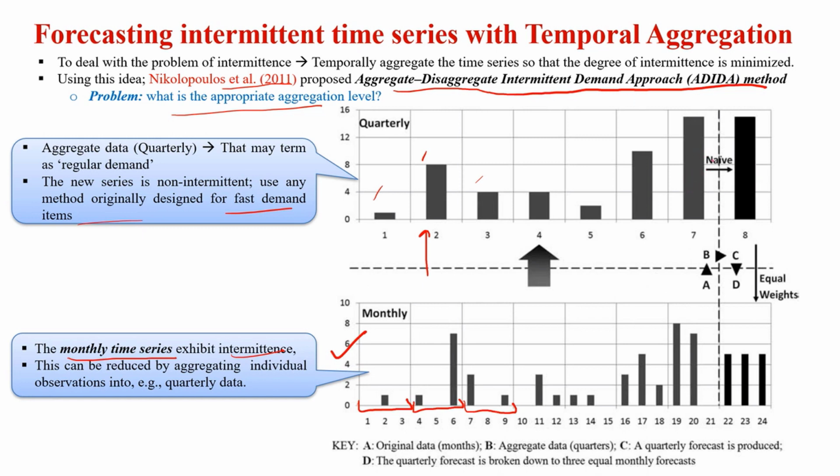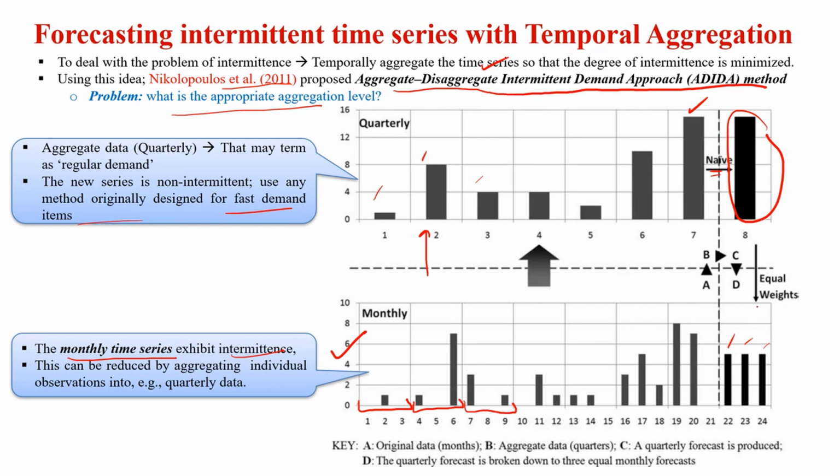So let's say we have applied the Naïve approach. That's where the next quarter, the eighth quarter forecasted value is exactly equal to the seventh quarter. And once we get that forecast value, now we have to disaggregate. Because we have aggregated quarterly, we are going to divide this value by 3. So we will get the forecasted value of every month of the next quarter, with equal weightage.